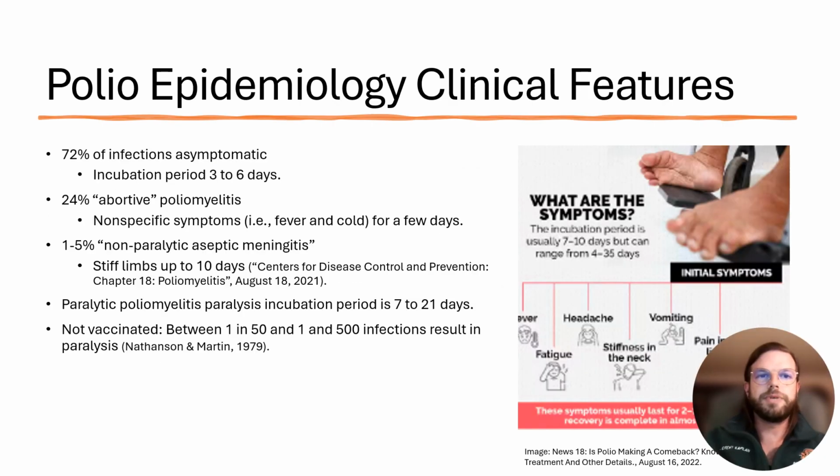When looking at the clinical features, 72% of infections do not lead to symptoms, and the incubation period is 3 to 6 days. 24% result in abortive poliomyelitis, where you can have nonspecific symptoms such as fever and cold that last for a few days. 1 to 5% result in non-paralytic aseptic meningitis, where those have stiff limbs up to 10 days. And for paralytic poliomyelitis, the paralysis incubation period is 7 to 21 days. Between 1 in 50 and 1 in 500 infections result in paralysis among those not vaccinated.